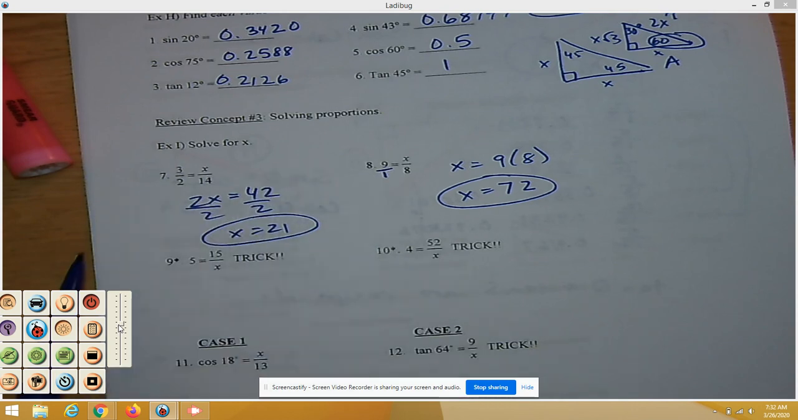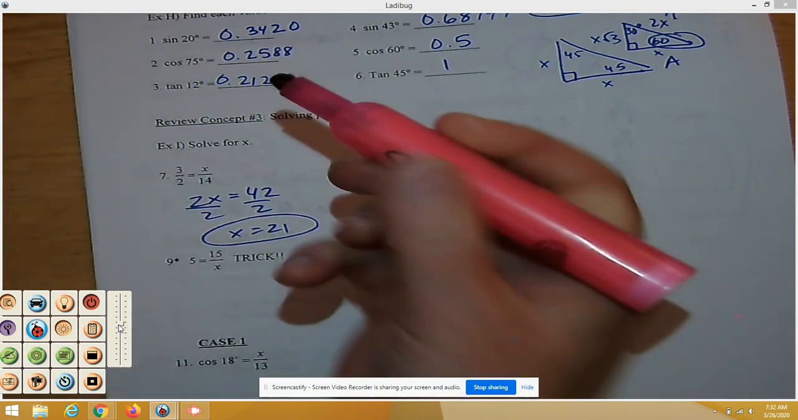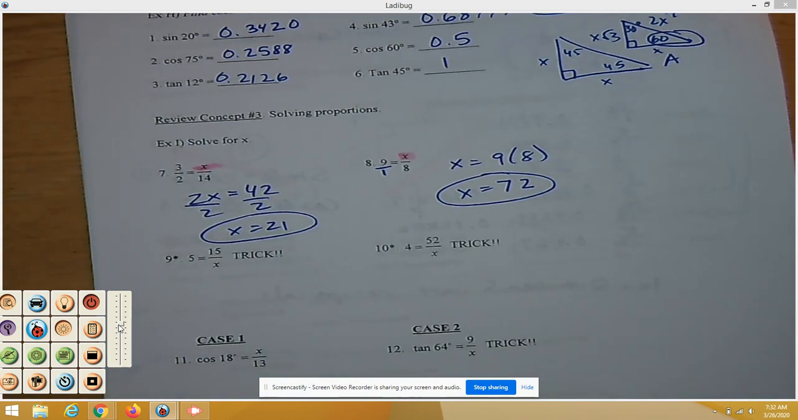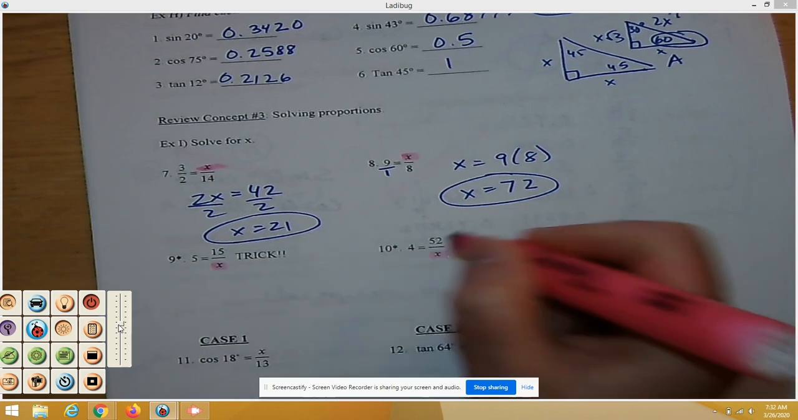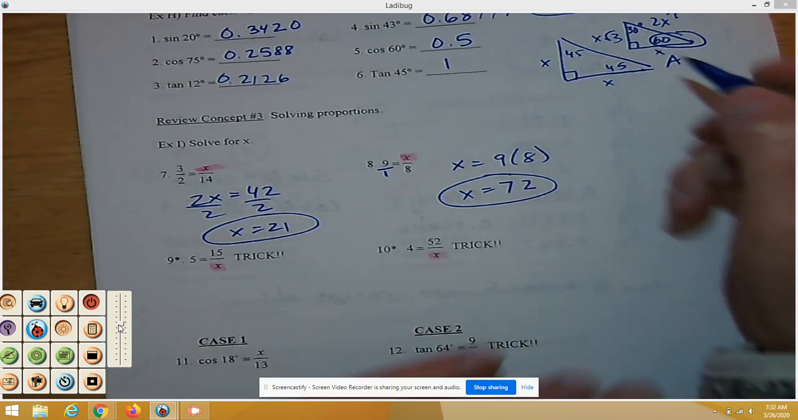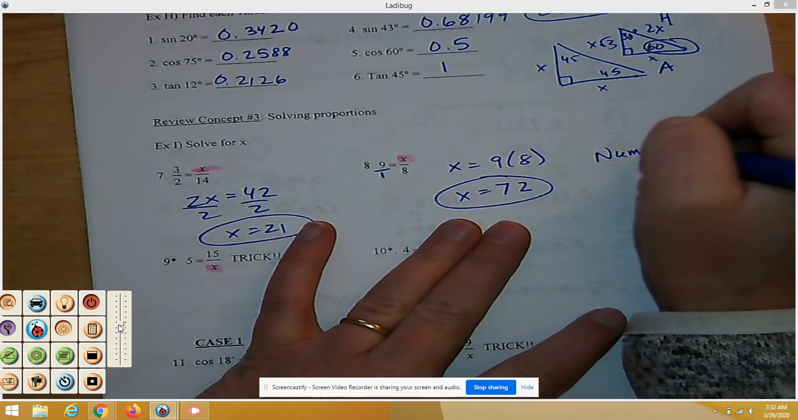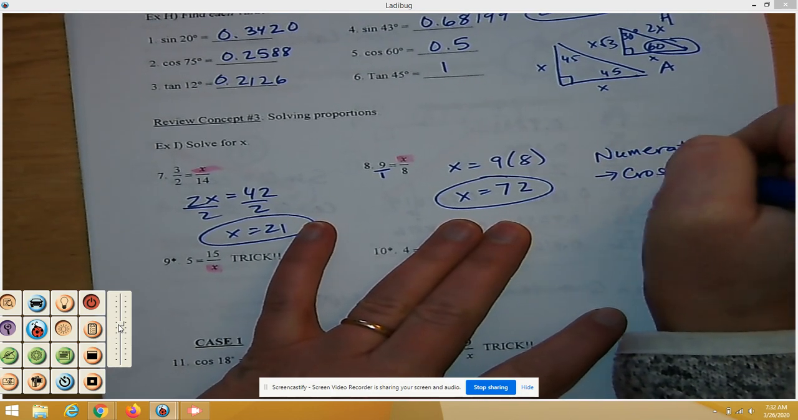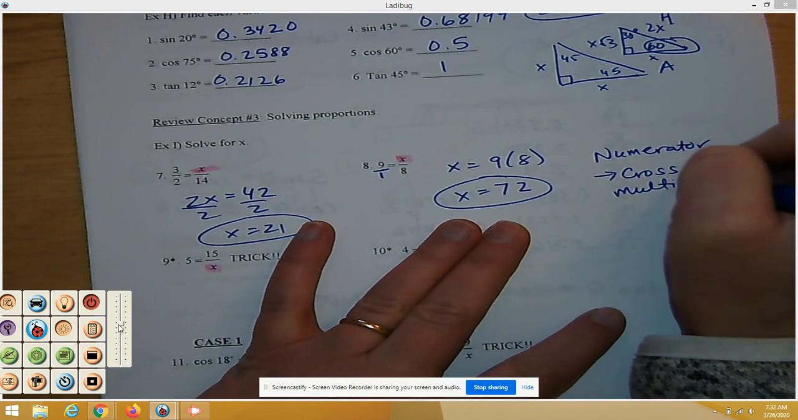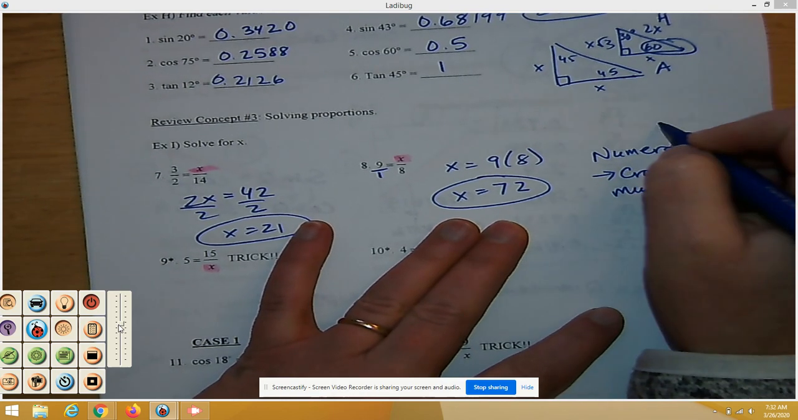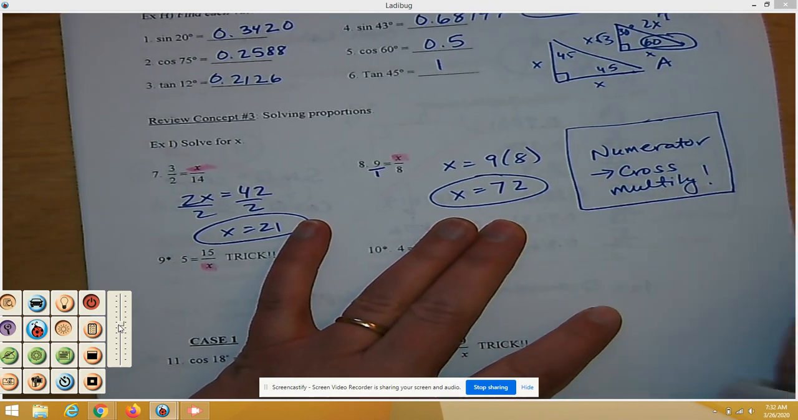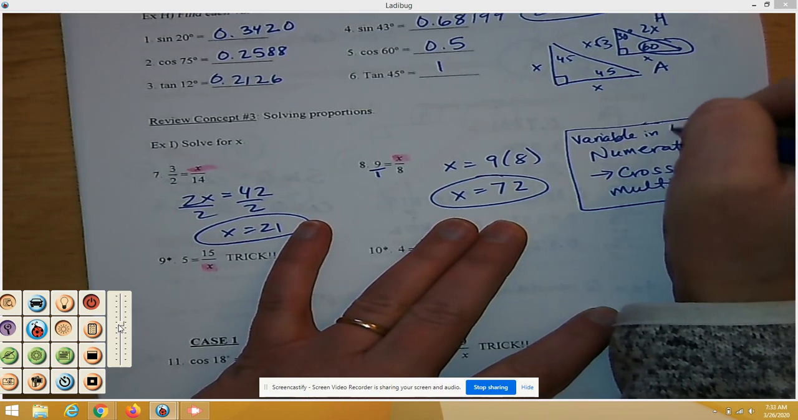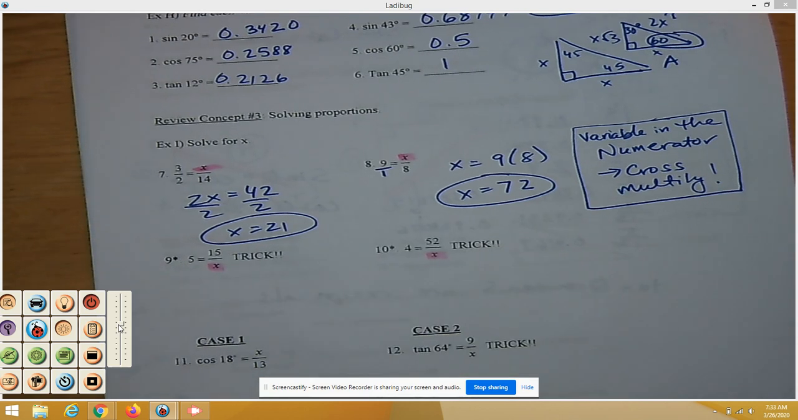Here in 7 and 8, the variable's in the numerator. Okay, in 9 and 10, variables in the denominator. So when you're in the numerator, we're going to cross multiply like normal. Cross multiply. Variable in the numerator. Variable in the numerator, cross multiply.